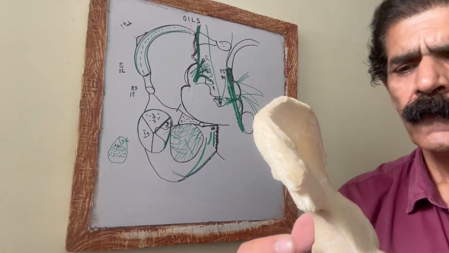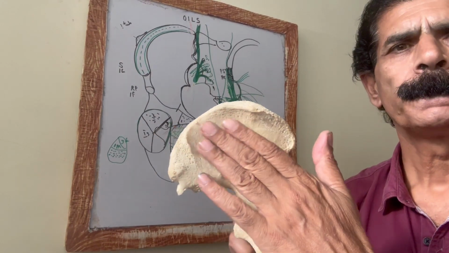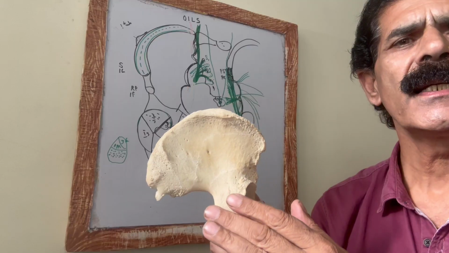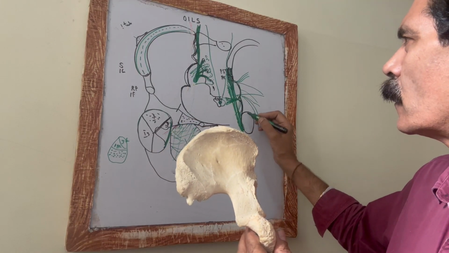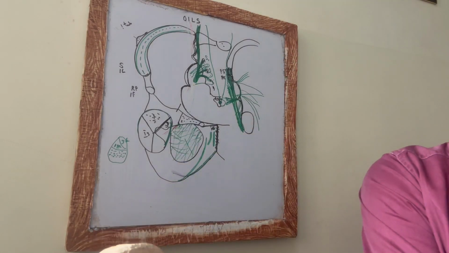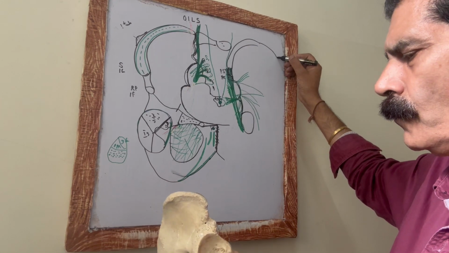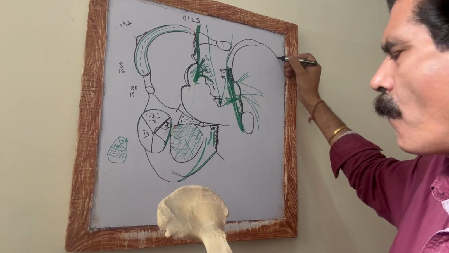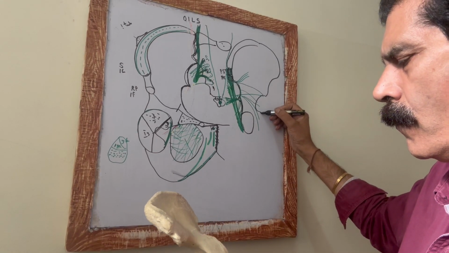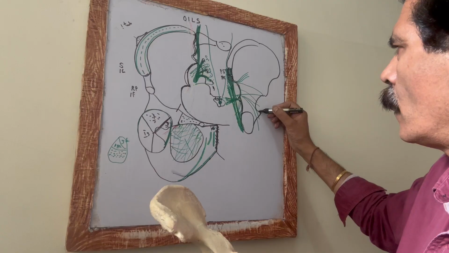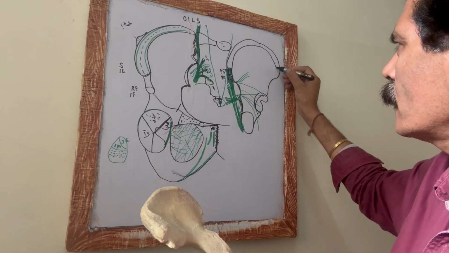Then lastly comes the outer, rough surface of the ilium. This is also called the gluteal surface. The gluteal surface has three lines over it. So this is the acetabulum cup here, and this is the inner lip of the iliac crest here.